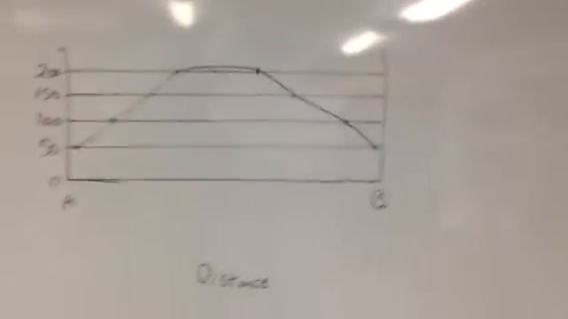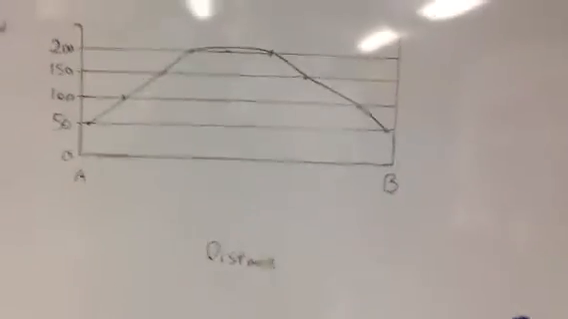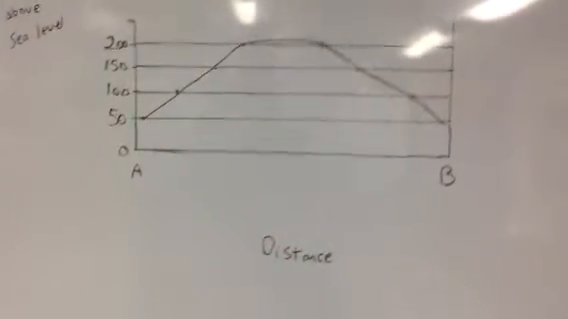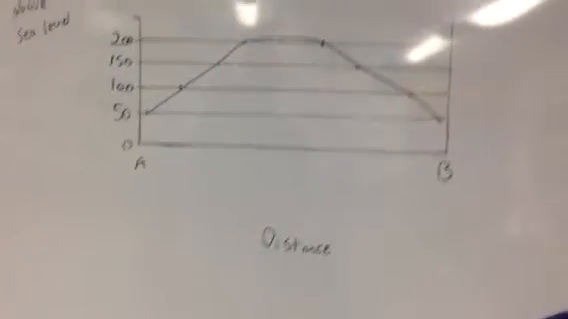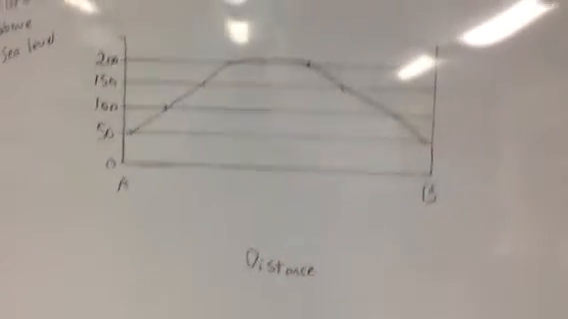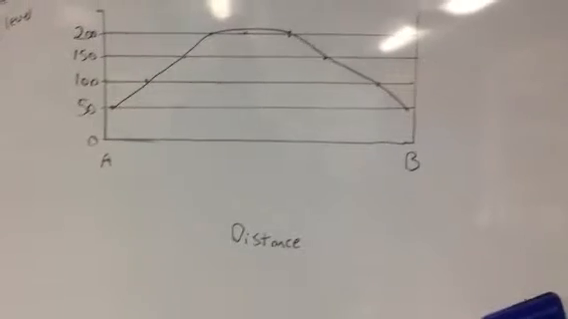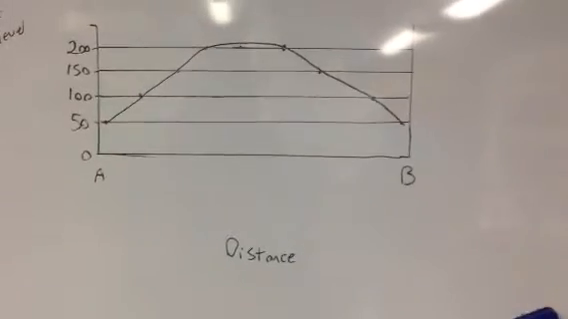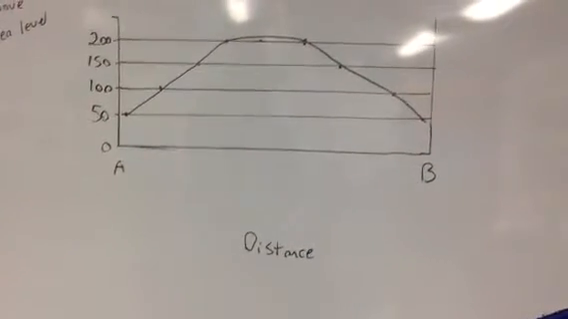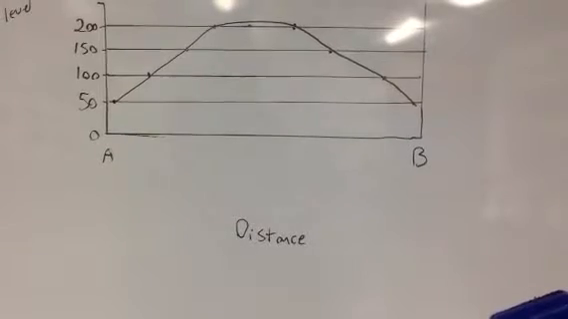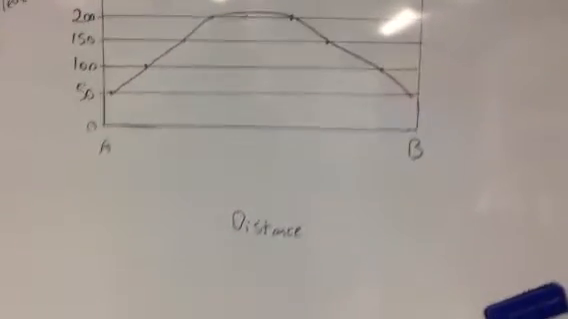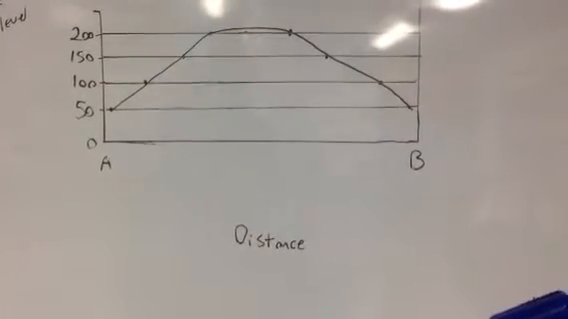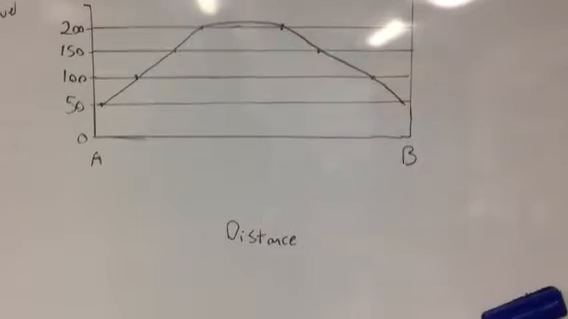Now in most exams, and not just for cross sections, but for any graph or any picture, they're going to want you to analyze it. Analyze means tell us what your graph or your chart is saying. What's it telling us? In this graph, the cross section, it's telling us that from A to B, we have to climb vertically at the start, and then we climb down for the second half.